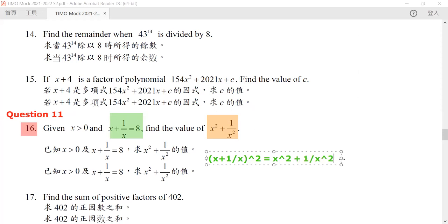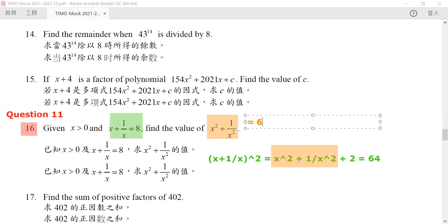Now, so far so good. This is exactly the orange part of it. But what's the next term? The next term will be 2 times our first term, x, times our second term, which is 1 over x, but they cancel out, right? So it will be equal to plus 2. And this is exactly equal to 64, the 8 squared. So our orange number plus 2 is equal to 64, hence our orange number must be equal to 64 minus 2, and hence it is equal to 62. And this is the answer, right?